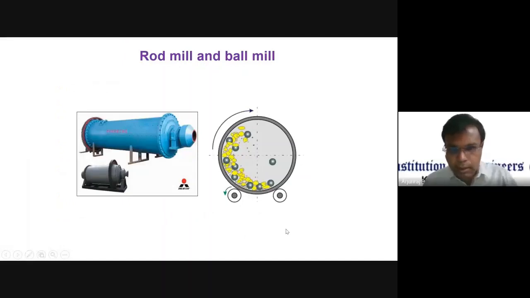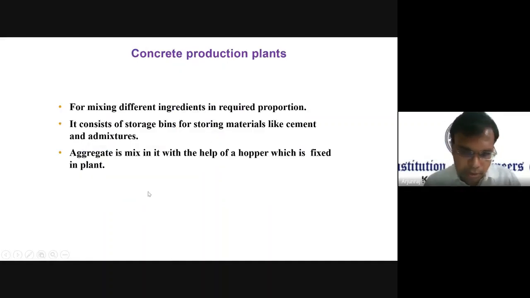This is the rod and ball mill what you have. It can be either sand or stone, where it can be pressed according to the shape that is required. In the case of a ball mill, you have different balls of different sizes, and in the case of a rod mill, you have rods with a shaft of different diameter. Accordingly, you can use it for pressing your stones or your sand.